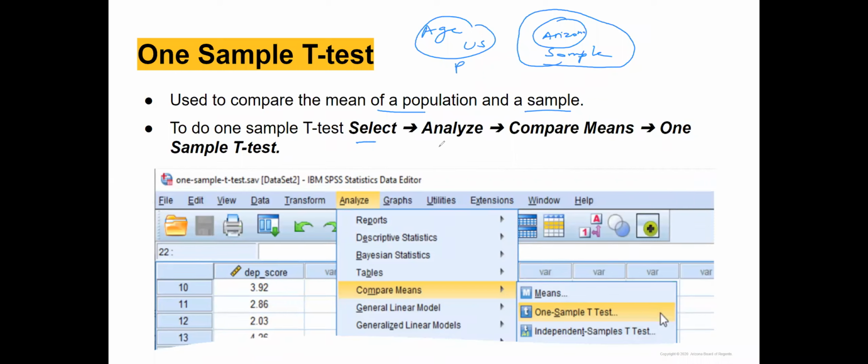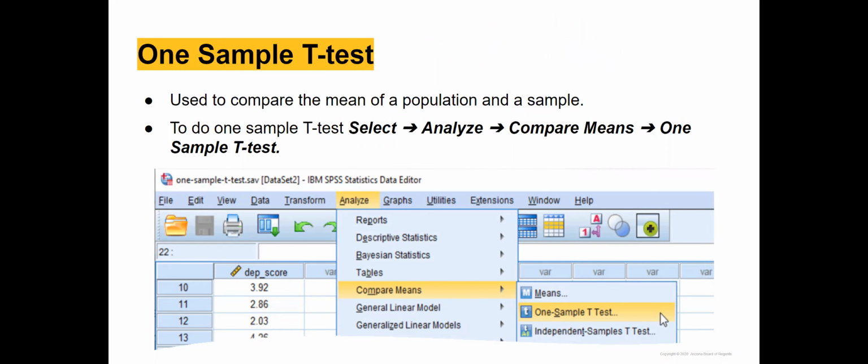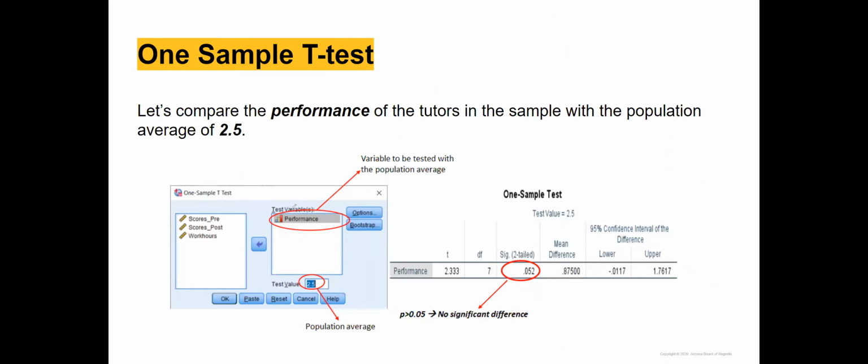To do that, you go to analyze, then compare means, and then you select one sample t-test. Once you do that, you can select the variable you want to perform. Like the example I gave, you could have selected age, and you could give the average age of the population, maybe 45 or anything in the test value. That's the population average. This is the variable you want to test, and then you click on OK.